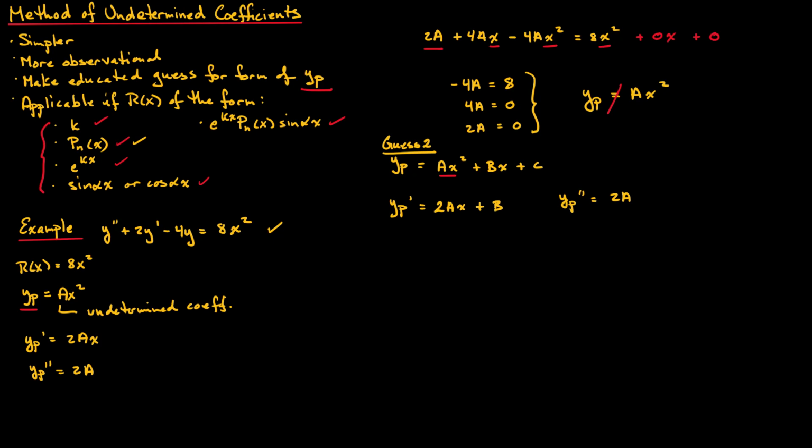So now again, we substitute back into the original ODE. We have the second derivative, 2a, plus 2 times the first derivative, so that will be plus 4ax plus 2b, minus 4 times the function itself, so minus 4ax squared minus 4bx minus 4c. And all of this will be equal to the right-hand side, given by the ODE as 8x squared.